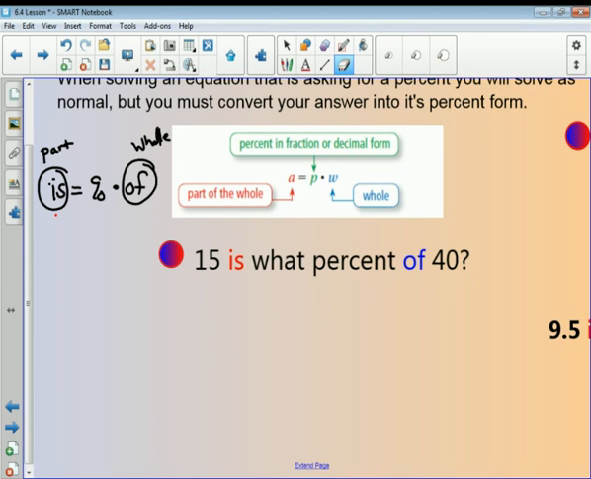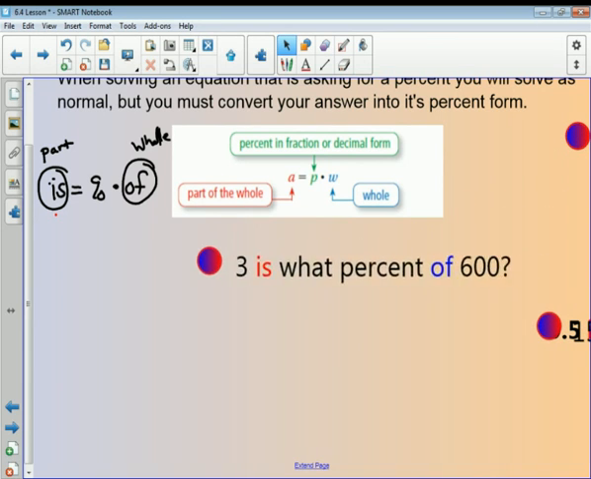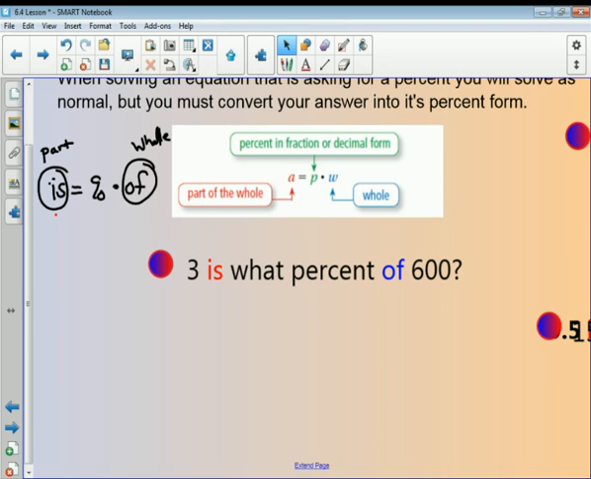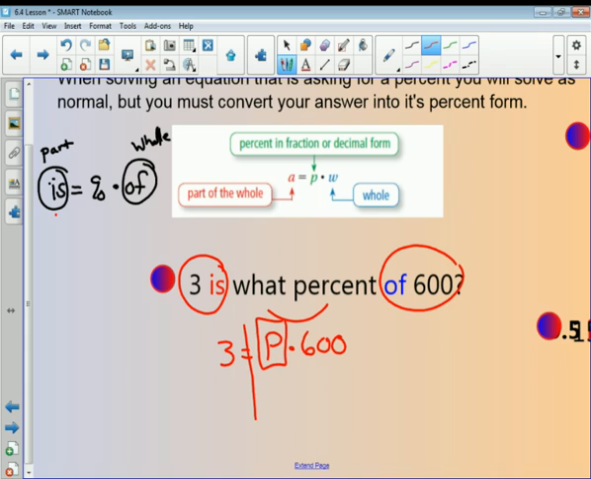As we're starting out, they do really set these up left to right, but they're not always set up that way. That's why I'm stressing so much the words is and of. So there's my is, there's my of, and here's my what percent. So 3 equals the percent I don't know times my whole, or my of, which is 600. I want to get the letter P by itself on one side of the equal sign, so I'm going to have to divide by 600.